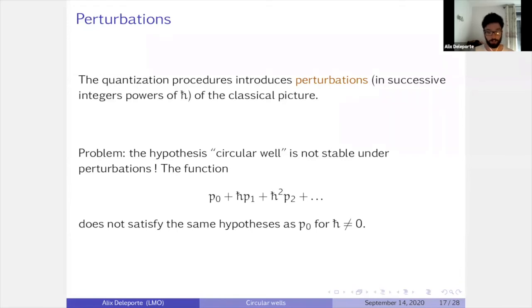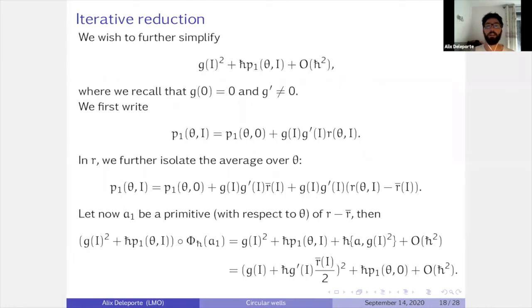So we have to find a way to go around the fact that those angle action coordinates are not stable by perturbation. And we'll try to reduce these perturbations by staying close to the initial coordinates, but trying to get rid of as many terms as we can. So let's start with the first term.